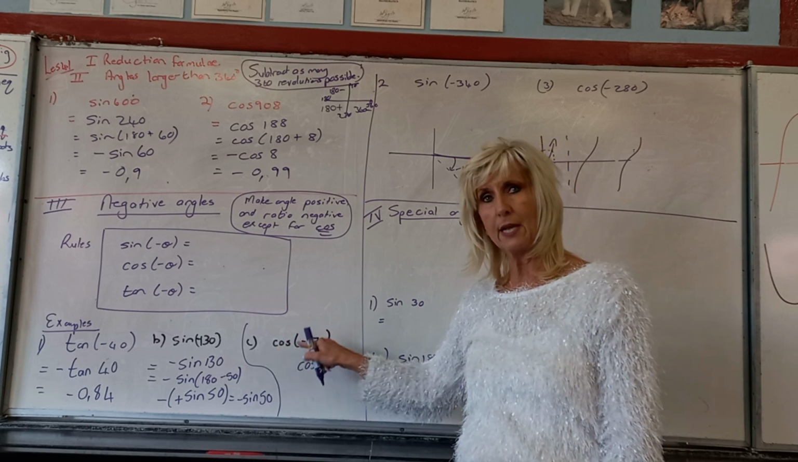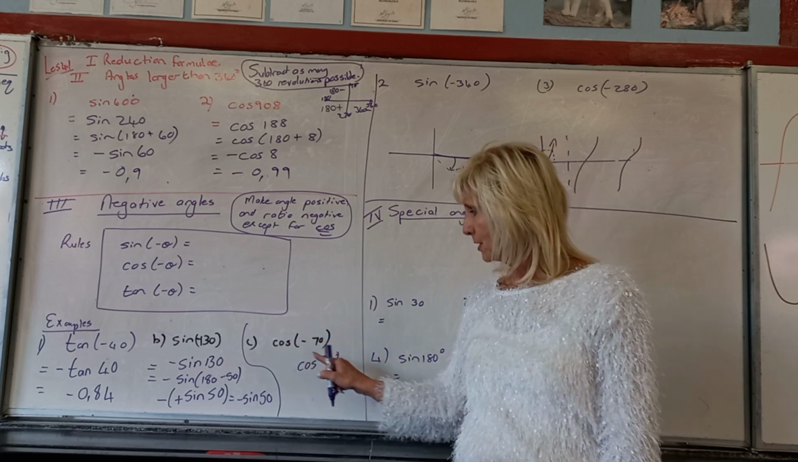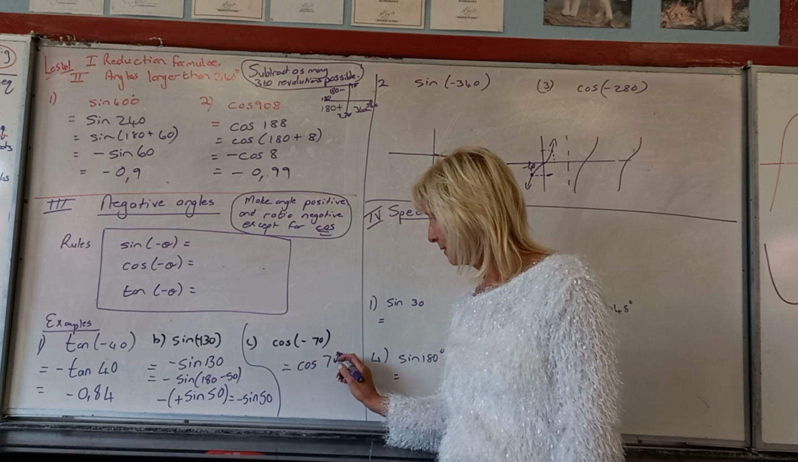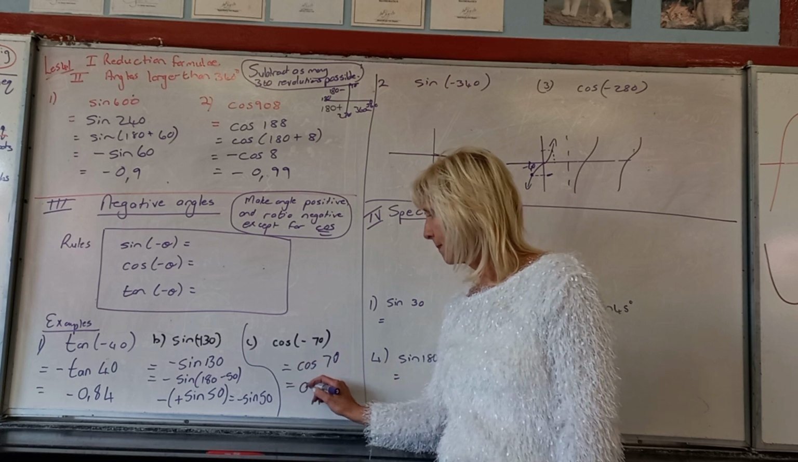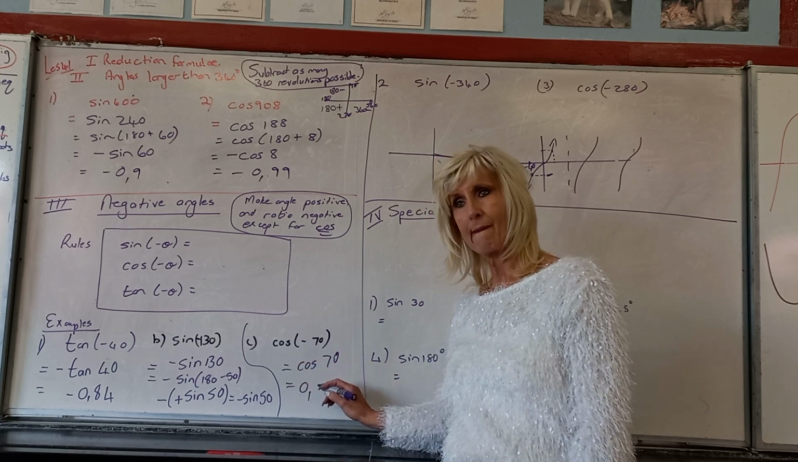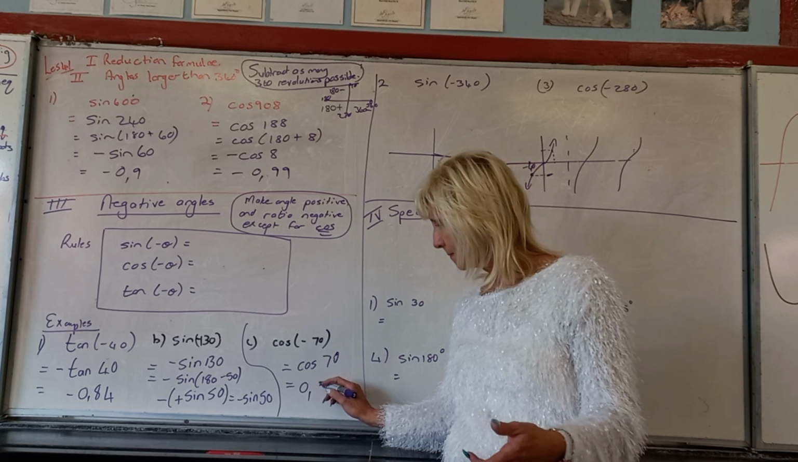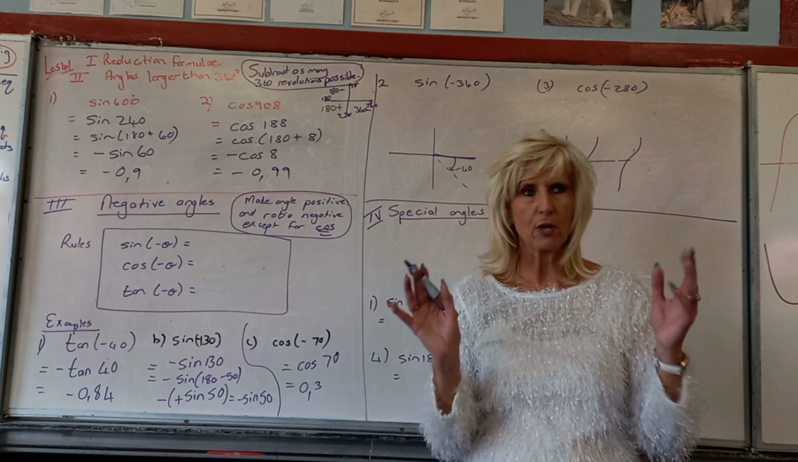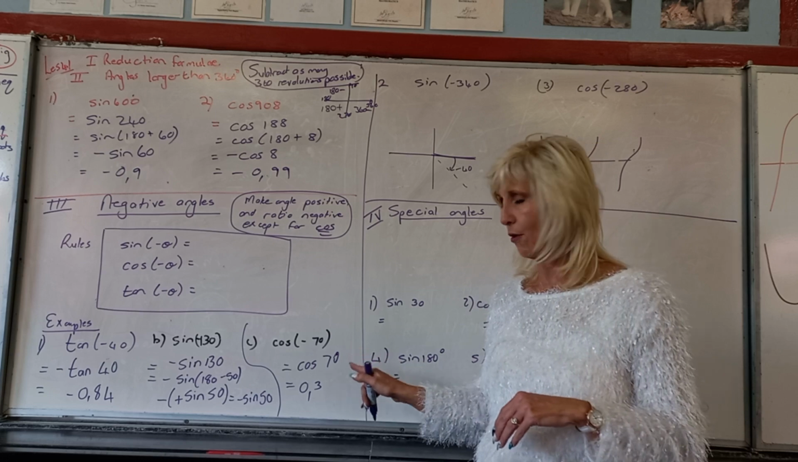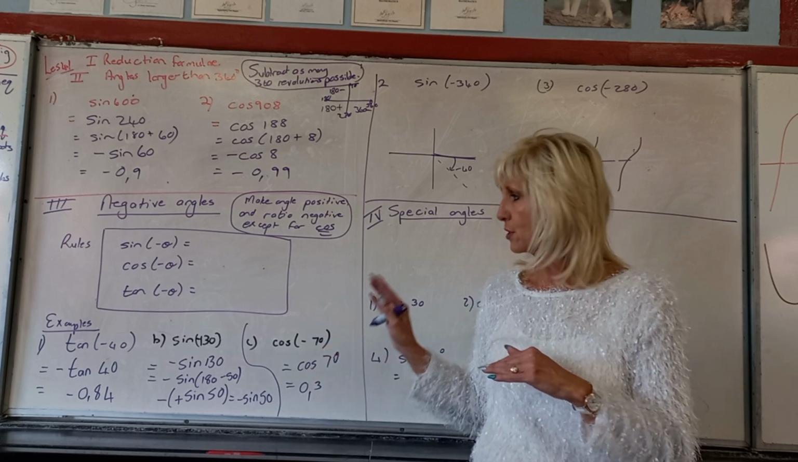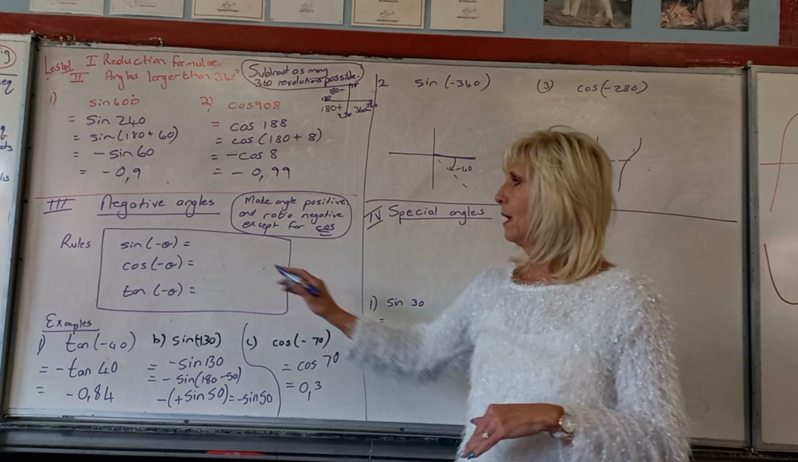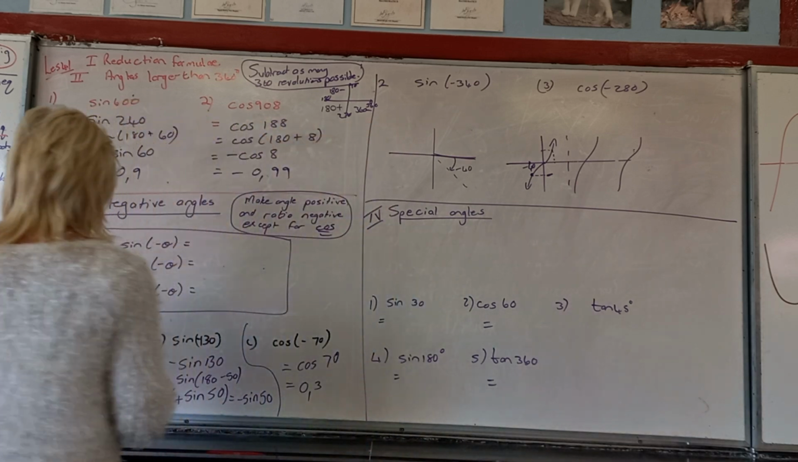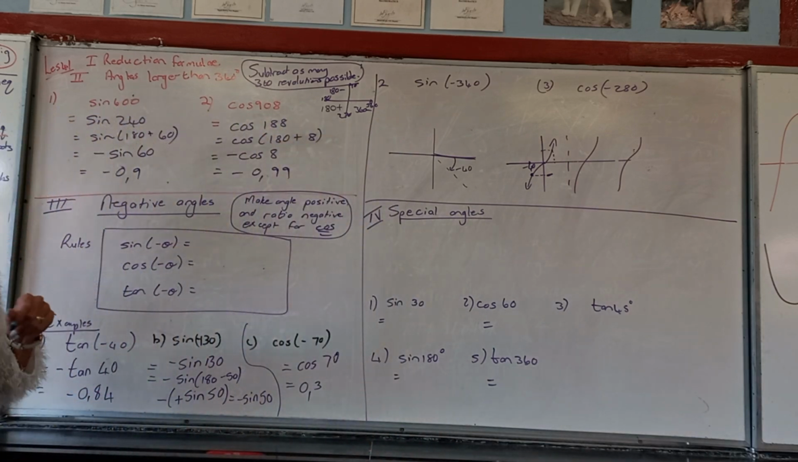Punch in cos negative 70. Punch in cos just 70. And what's your answer? 0.34. Okay, depending on how I wanted it to be rounded off. And that's your answer. Now, the rule is, go back to the more technical way of writing it.